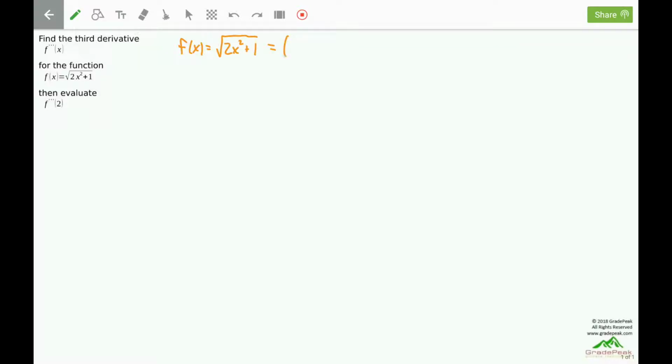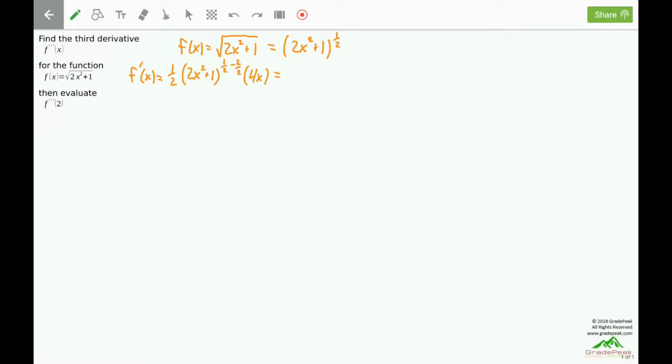The first thing we'll want to do is rewrite the square root as first power, second root, 1/2 power, so we can see how to take our first derivative. F prime of x will be a power rule first. Bring the power down. Leave the inside alone. Subtract 1 from the power, I'll call that 2/2, and then multiply by the derivative of the inside, which is a 4x.